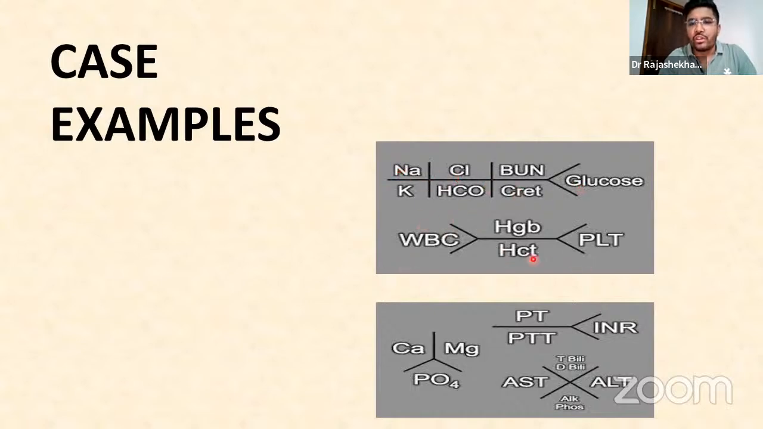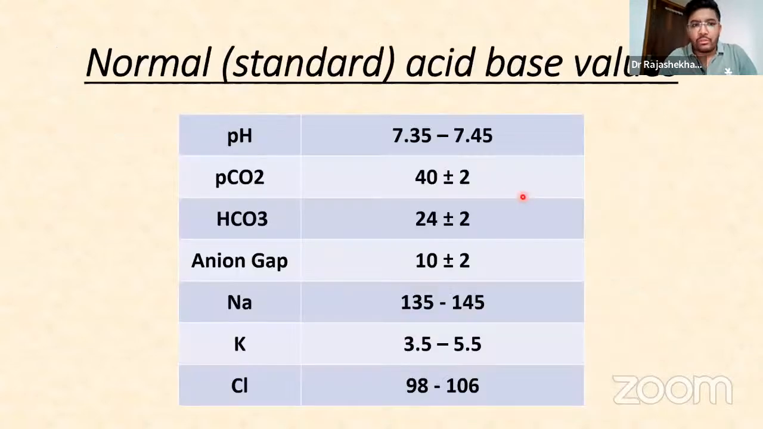So this is a fishbone architecture we use. To write a CBC report, we are using hemoglobin, hematocrit, WBC, and platelets. Today's section will be using the fishbone for electrolytes. The first is always sodium, potassium, then chloride and bicarbonate, then the blood urea nitrogen and creatinine, and in the middle it is always the blood glucose. So with this background, we'll try to solve some questions here.